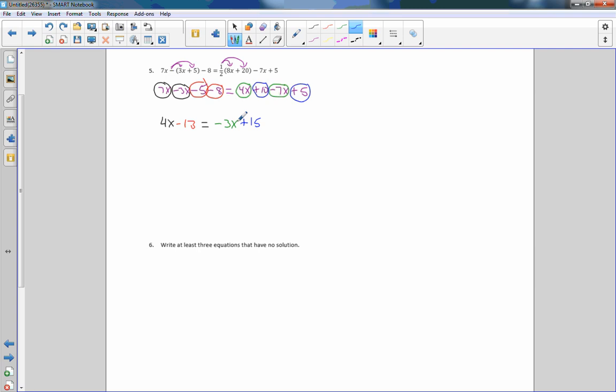So now I have an x here and an x over here, and now I've got to move it over here because I don't want to move it over here because it'll be negative. So I'm going to add 3x to both sides. 4x plus 3x is 7x. Minus 13 equals, these cancel, leaving 15. I now want to get rid of this 13, get it away from x. We're isolating the variable. Plus 13, plus 13. When I do that, I get 7x equals 15 plus 13 is 28. Divide by 7, divide by 7, cancel, x equals 4.